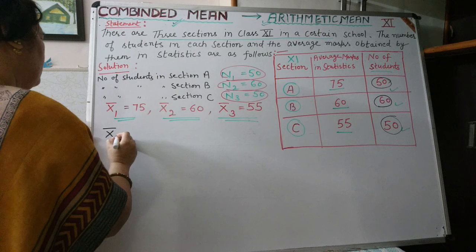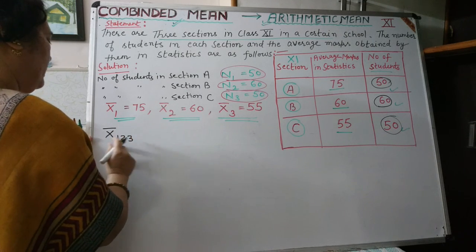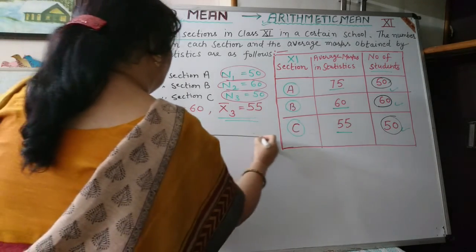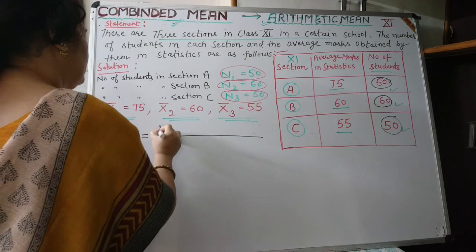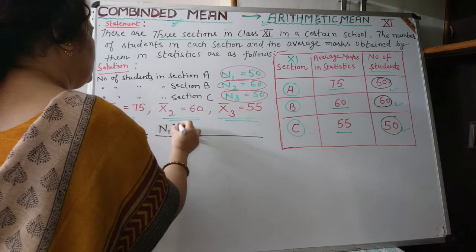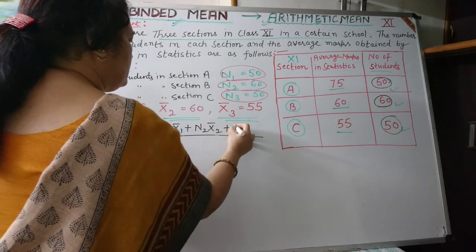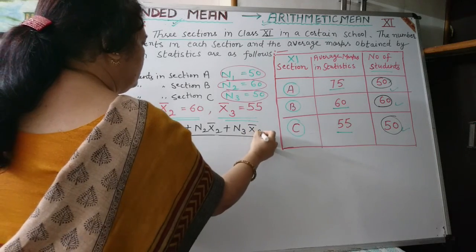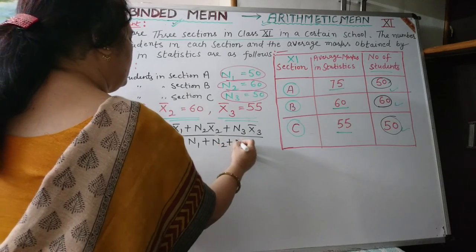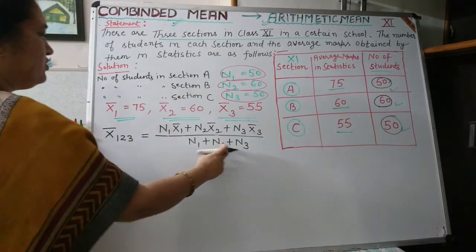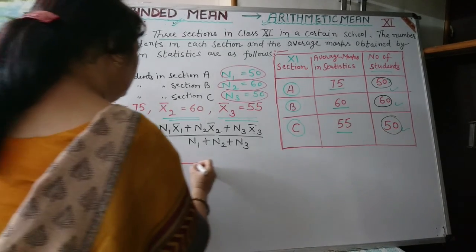X bar combined, the arithmetic mean for section A, section B, section C, 1, 2, 3, is equal to N1 multiplied by x bar 1 plus N2 x bar 2 plus N3 x bar 3, divided by N1 plus N2 plus N3. It means the number of students of section A, section B, section C.